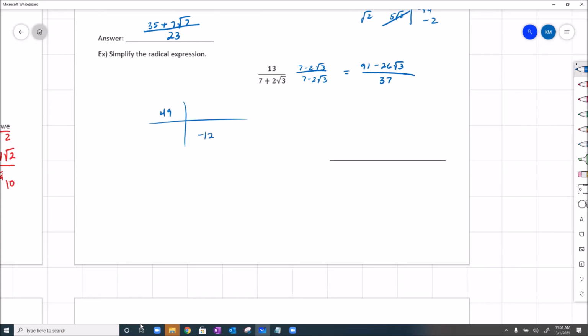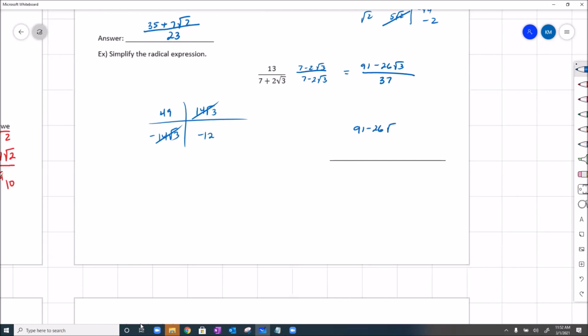Okay, and so here you would have gotten 14 radical 3 and negative 14 radical 3, which would have canceled out. Okay. All right, so there we go.